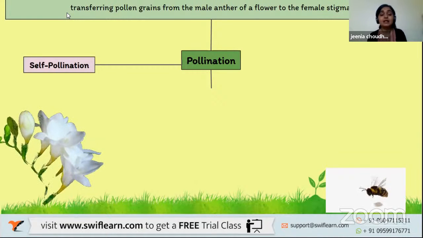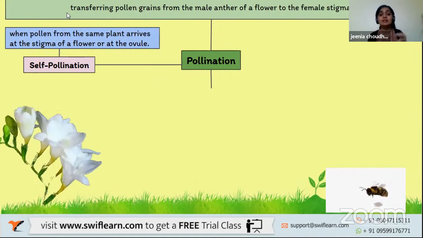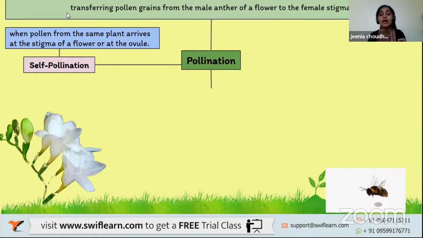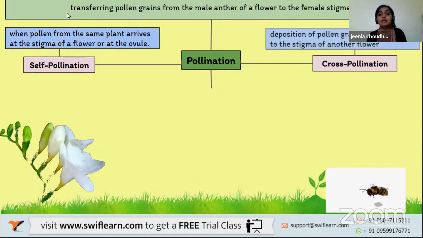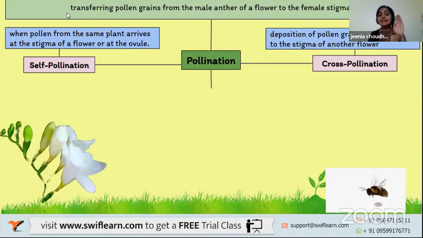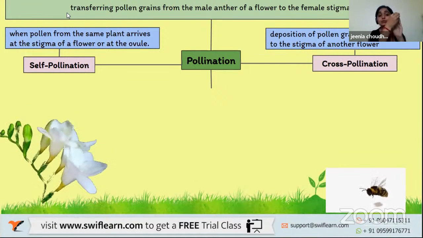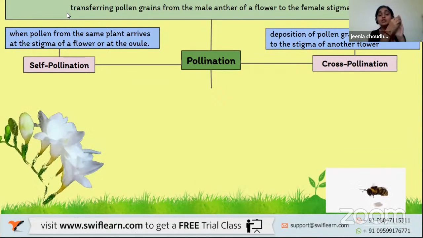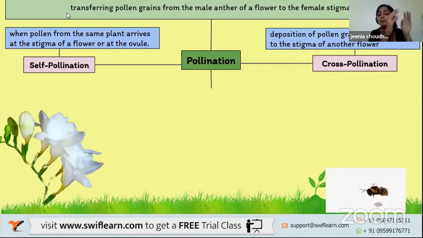Then there are different kinds of pollination that happen. There can be self-pollination, when pollen from the same plant arrives at the stigma of a flower or at the ovule. Okay, and cross-pollination, where pollen grains are deposited from a flower onto the stigma of another flower. Self means in the same flower. In the same flower, the pollens go from the anther to, I would say, the ovule or to the stigma. Okay, but of the same flower or the flowers of the same plant.